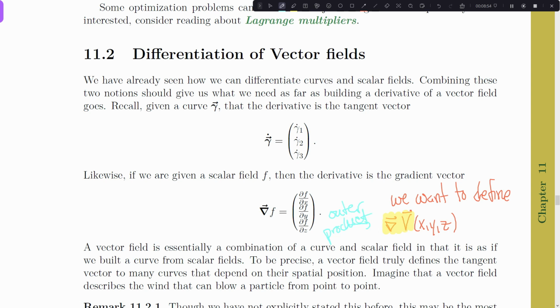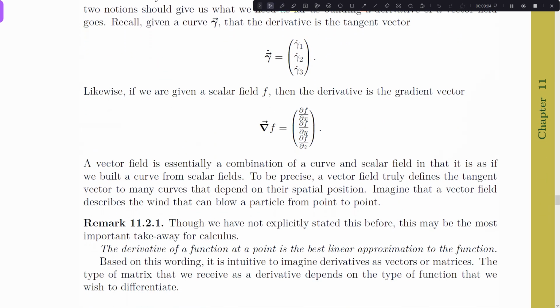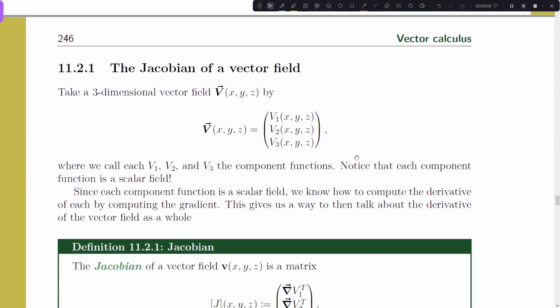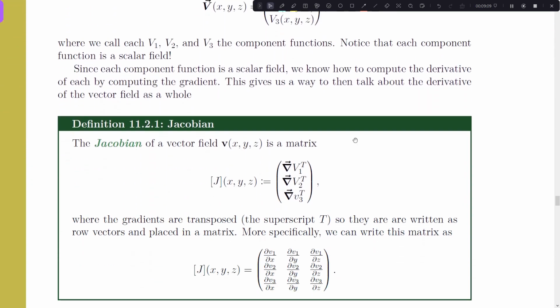Okay, so that's going to get defined as the outer product of nabla with the vector field v. So what would that look like in particular? I'm going to jump down here. It's right here. Okay, so we're going to give this a name. We're going to call this outer product the Jacobian, and you can either define it like this, the bottom V should be capitalized there.